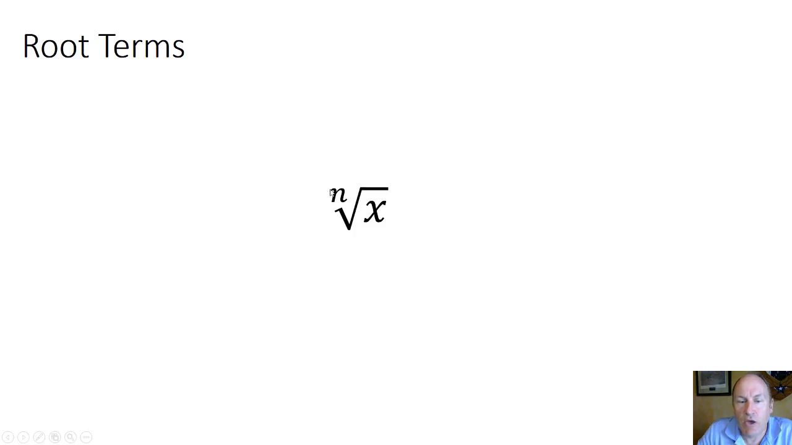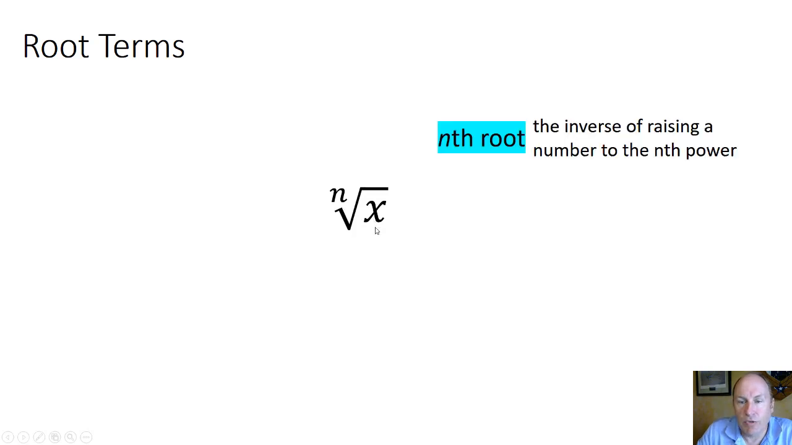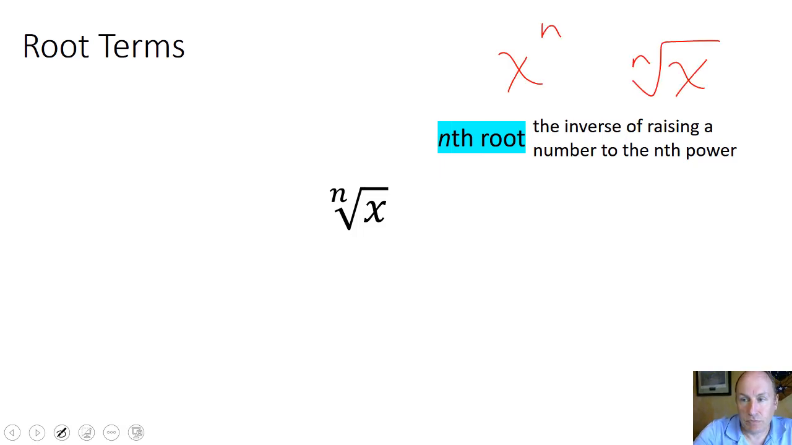Previously we've seen no number there in what's called the index. That is assumed to be a 2 if there's no number there. It's assumed to be a square root. But now we're talking about the nth root, so it could be any root. An nth root is the inverse of raising a number to the nth power. So if I have something like x to the n, the nth root of x is the inverse operation to that.